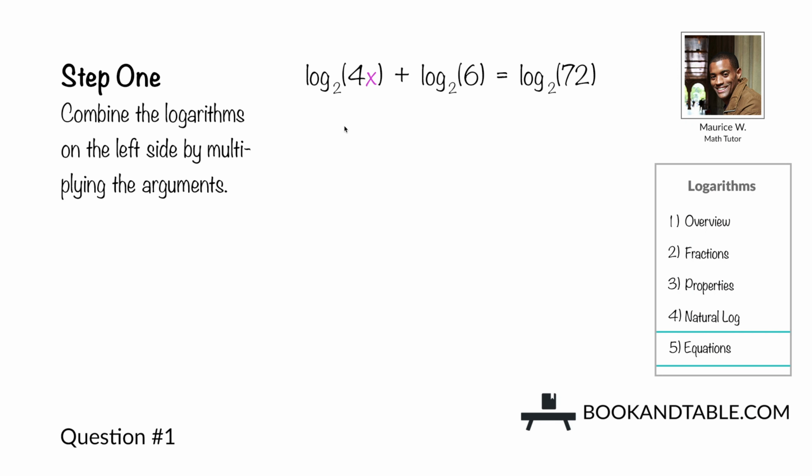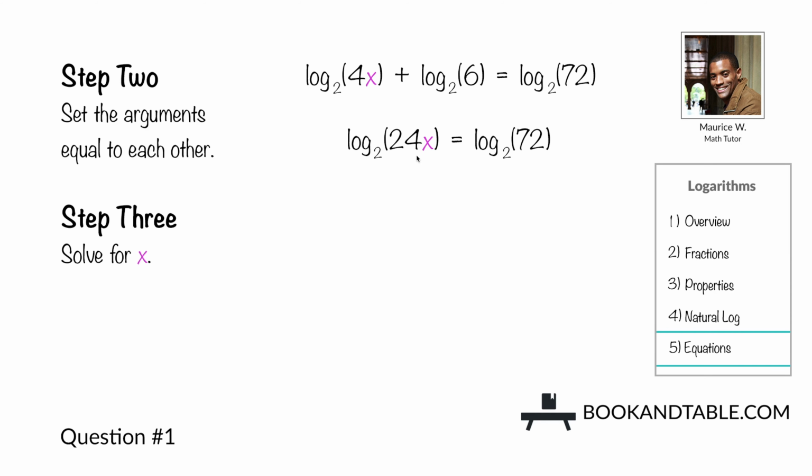Question number 1. We have the log base 2 of 4x plus the log base 2 of 6 is equal to the log base 2 of 72. Step 1, combine the logarithms on the left side by multiplying the arguments 4x and 6. 4x times 6 would be 24x. So now we have one log on each side of the equation, and they have the same base, which means we can set this argument, 24x, equal to the argument on the right side, which is 72, which would then allow us to solve for x.